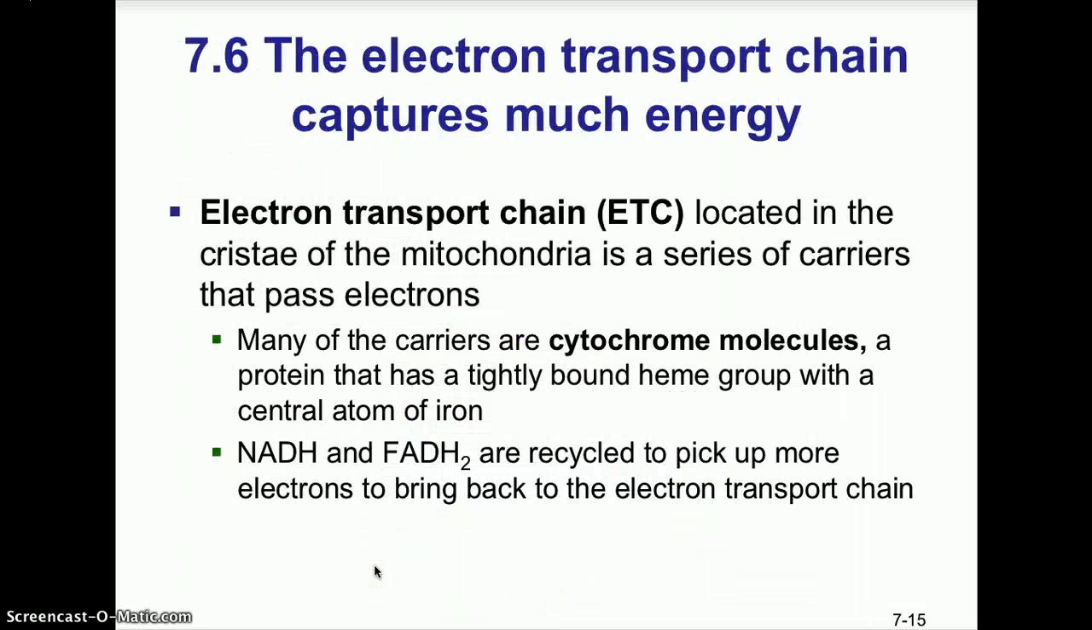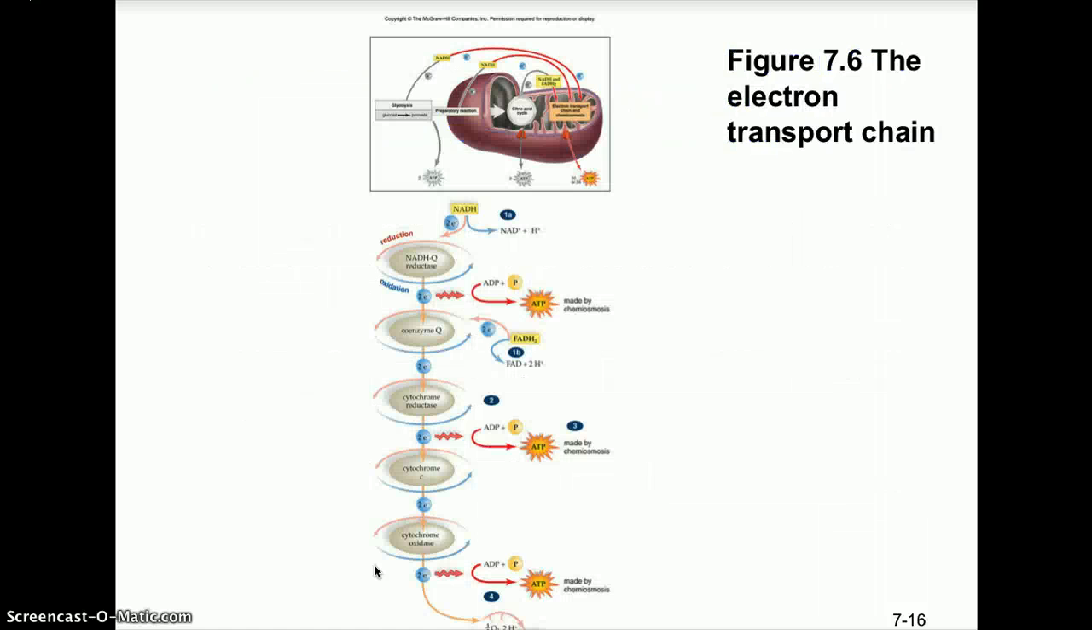And then finally, all of those electron carrier molecules, the NADH and the FADH2s, will go through the membranes of the mitochondria, the cristae, the inner membrane foldings, to produce the ATP. So the electron transport chain is located in the cristae of the mitochondria, and it is a series of carriers that pass electrons. Many of the carriers are cytochrome molecules, a protein that has a tightly bound heme group with a central atom of iron. NADH and FADH2 are recycled to pick up more electrons to bring back to the electron transport chain. And we'll look at that in class later.